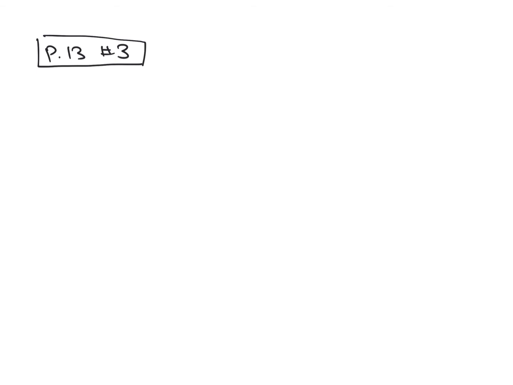Number 3, a camper kayaks 16 kilometers east from a camping site, stops, and then paddles 23 kilometers west. I'm going to draw a diagram of that to start. So we can have a starting point.